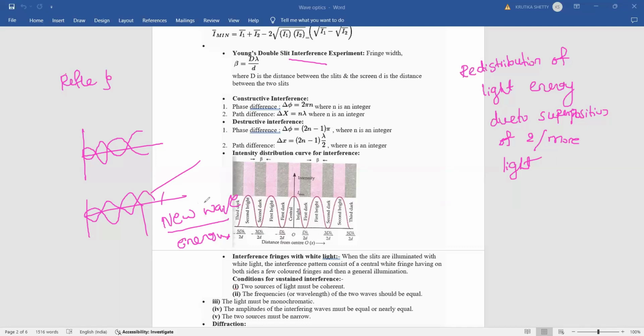So what is interference of light here, students? Interference of light is nothing but the redistribution of the light energy. Due to the different frequencies, different energy, and the phase difference, a new waveform is formed. Whatever new wave you are getting has the energy of these two waves. So the proper statement to define it: the redistribution of light energy due to superposition of two or more light waves is called interference of light.